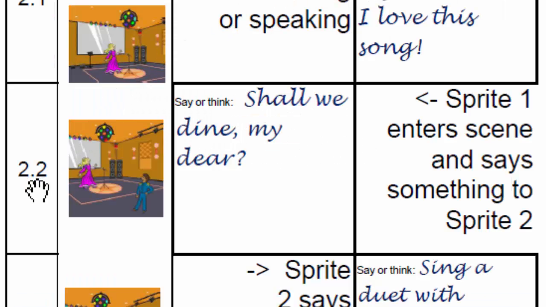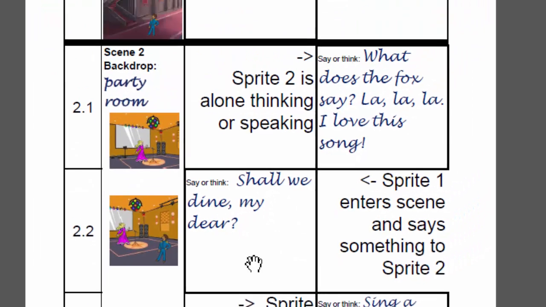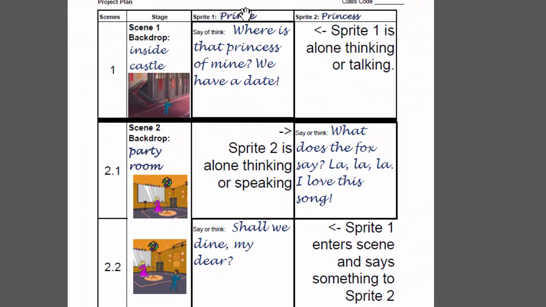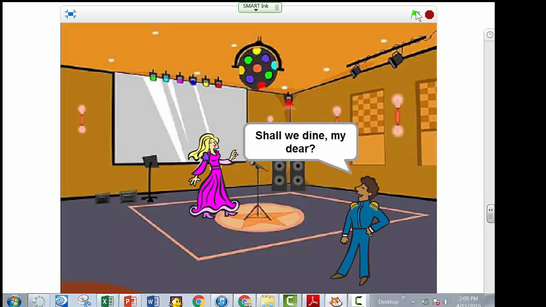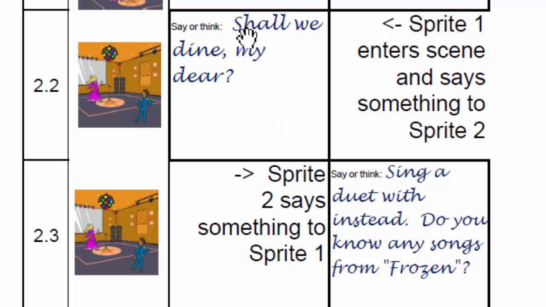Scene 2.2 is the part of scene 2 where the prince enters the scene and then he has something to say right here. So you'll notice everything the prince says is in the first column. Everything the princess says is in the second column. After he says something to her entering the party room, then she has something to say back to him, and that's written here.